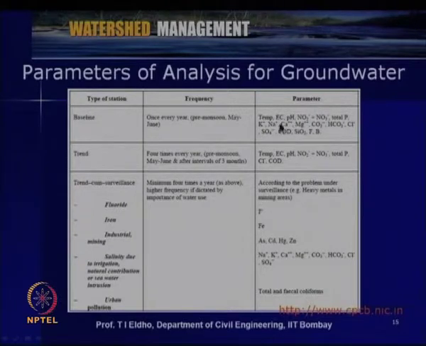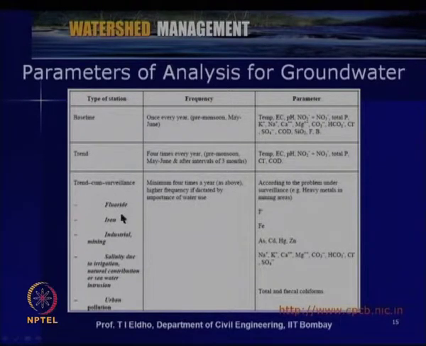And various parameters like temperature, electric conductivity, pH, etc., we can look into. Then trend, generally it can be 4 times every year: pre-monsoon, May, June, and after intervals of 3 months. So all these are some of the important parameters which we will be checking or monitoring. Then trend come surveillance stations, here minimum 4 times a year we have to collect the data.